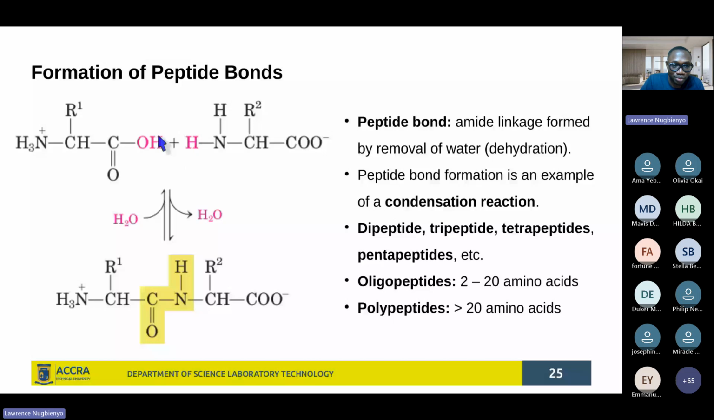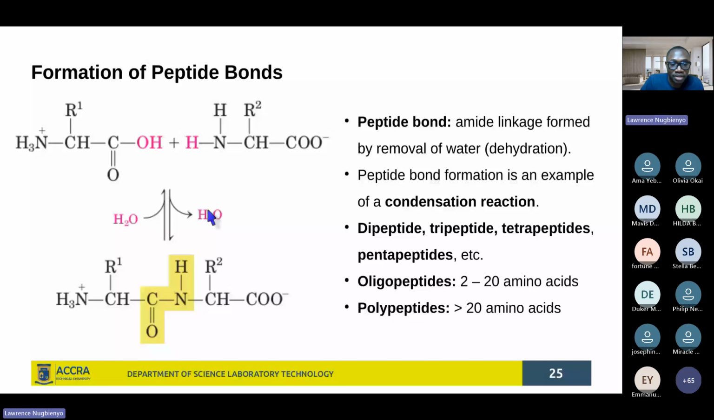So we have a hydroxyl group, which is red on the first amino acid, and we have a hydrogen, which is also red on the amine group of the second amino acid. So it is this hydroxyl group, the red hydroxyl group, and the red hydrogen that are interacting between them, which will result in the formation of a peptide bond. So what happens? Water is given out. This OH and H react, and water is given out.